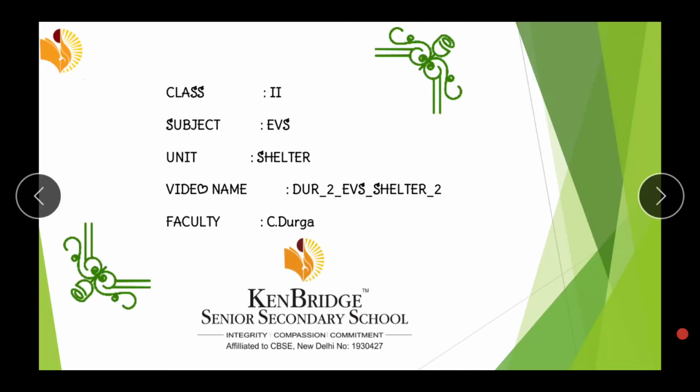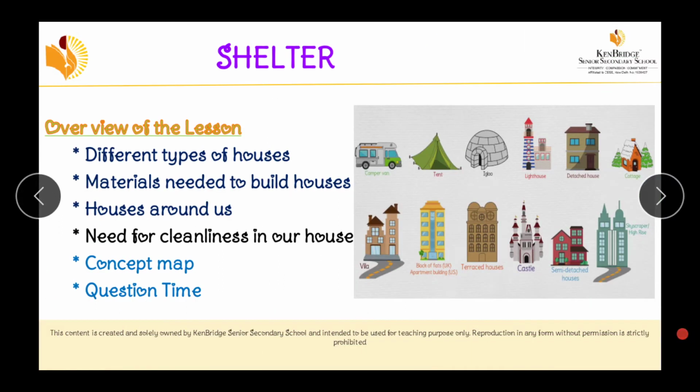So, shelter, last week we saw. This week we are going to continue this chapter, shelter, second session. Overview of the lesson, let me repeat it. Different types of houses. We saw permanent houses and temporary houses, and what materials are needed to build them. Houses around us, today we are going to see. Then next class we are going to see the need for cleanliness in our house and concept map question time.